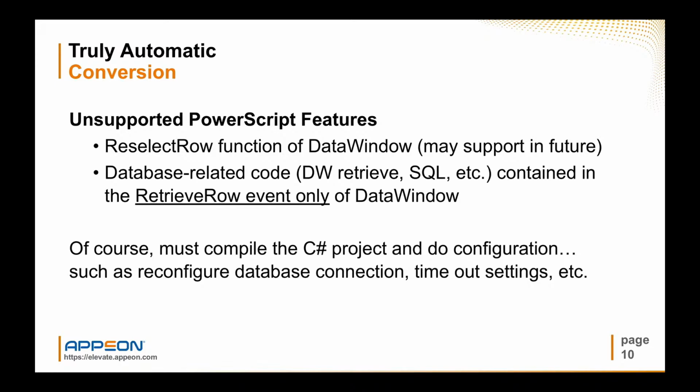Now, just to clarify, even though basically 100% of PowerBuilder features are supported and you don't have to make a lot of code changes, that's not to say there's absolutely no work at all to do. You need to compile this because the C# project, as we said, is not a black box, it's open. So you have to compile that. And of course, there's some configuration you need to do. Anytime you're moving from client server to cloud, you have to set up your database connections, you have timeout settings and so on. So there's that kind of stuff, but it's not like you have to go through and rewrite your PowerBuilder app. You basically don't, because all of the features are practically supported.